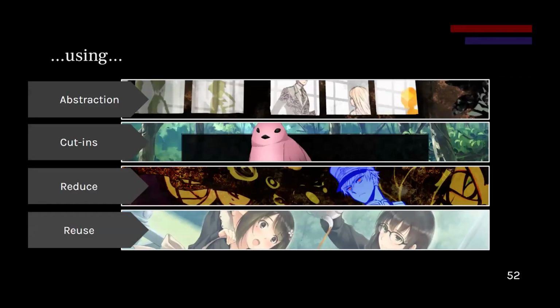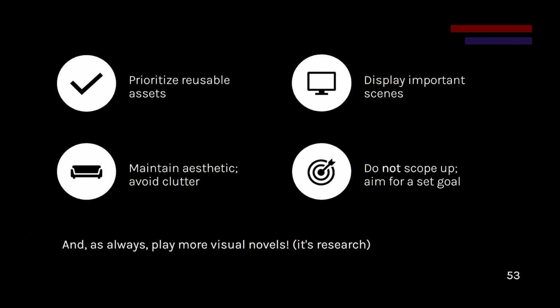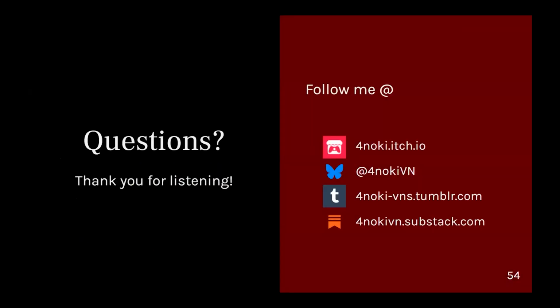I've gone through a few ways of presentation that can hopefully help you reduce the amount of art assets that you need to custom make, such as abstraction, cut-ins, reducing things, and reusing things. But overall, you should just keep in mind that you should prioritize your reusable assets while also maintaining whatever aesthetic you have going on in your game. Make sure that you know what scenes you actually need to display, and really just aim for your set goal, don't scope up, and play more visual novels. Thank you for listening. Any questions?